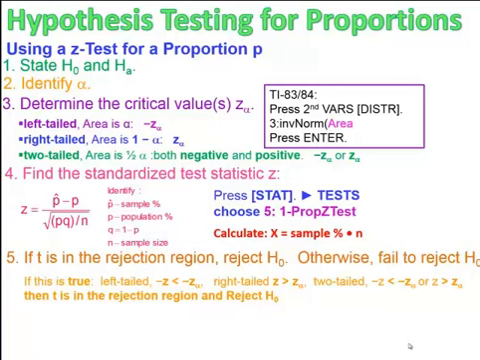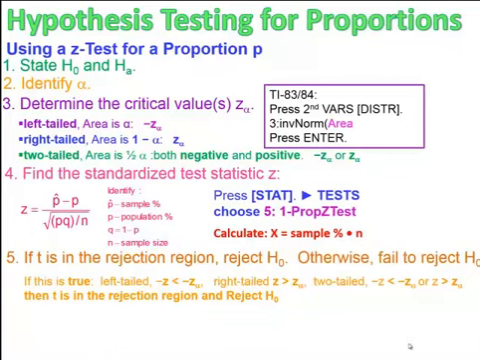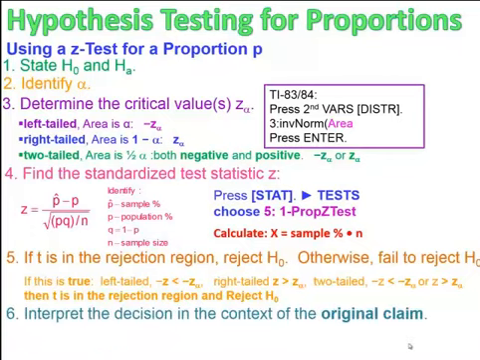So you're testing. If you have a left tail test, you're testing, is my test statistic less than my critical value? Right tail test, is my test statistic greater than my critical value? And two tail test, it's one or the other. Then Z is in the rejected region, and you reject the null hypothesis. Once you have that, then you're going to interpret the decision in the context of the original statement.